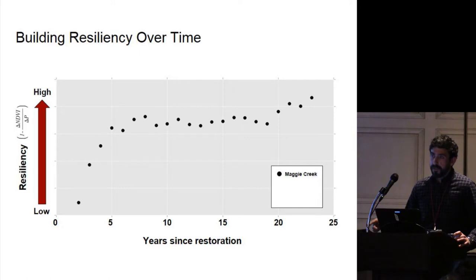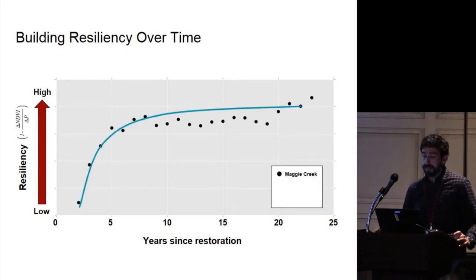If conversely you have precip going up and down and you don't see a lot of change, you would say that's low sensitivity or high resilience. So that's sort of the logic behind this metric of resiliency that I used. If you look at that on the y-axis here, against years since restoration, this is just at Maggie Creek because I have enough time to do this, you can see that over the first 5 years, we have really, really big gains in resiliency. And then after about 10 years, this gain in resiliency starts to level off.